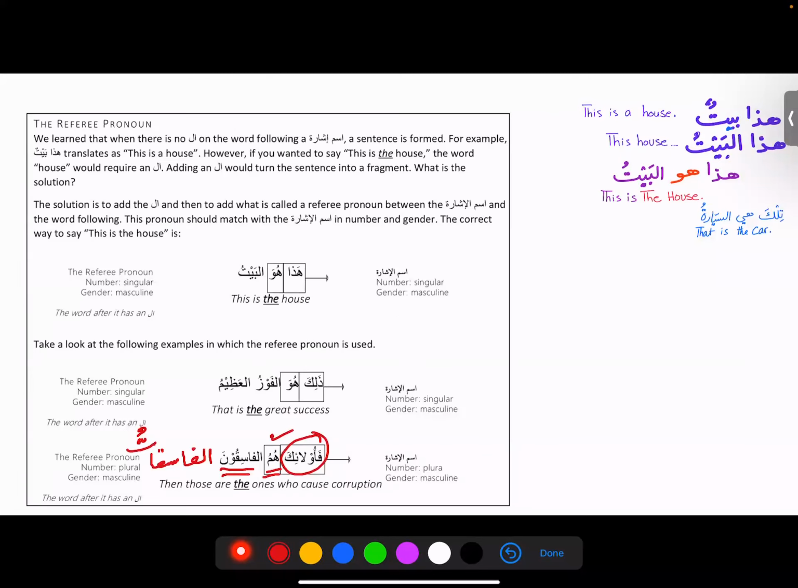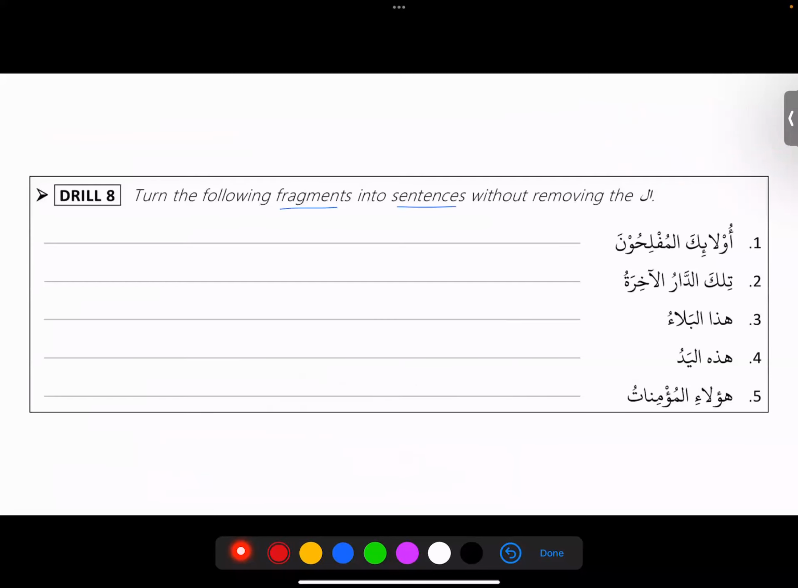Subhanallah. Okay. Next one. Now we are going to do a little practice over here. It says, turn the following fragments into sentences without removing the al. So first of all, how are we going to translate ulaikal muflihun? Ulaika humul muflihun. No. Those are the successful ones.